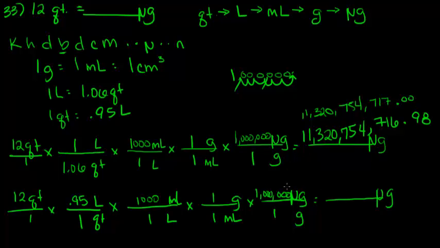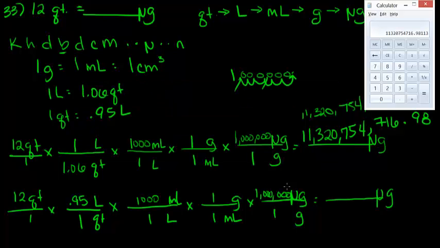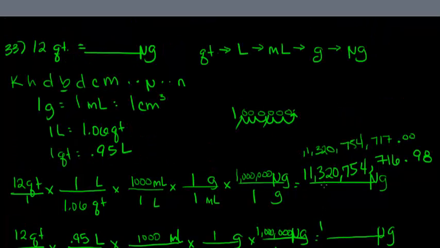Let's take a look at the second one and see what other answer we could get, which is probably going to be pretty close. 12 times 0.95 times 1,000 times 1,000,000. That is 11,400,000,000, which is our other possible answer.